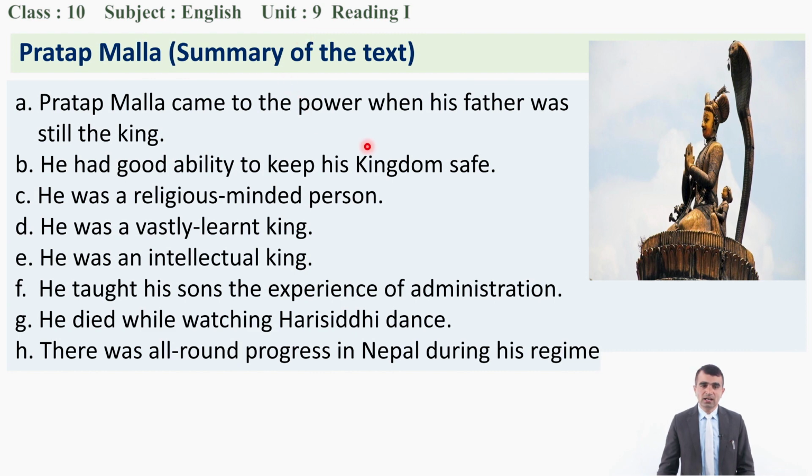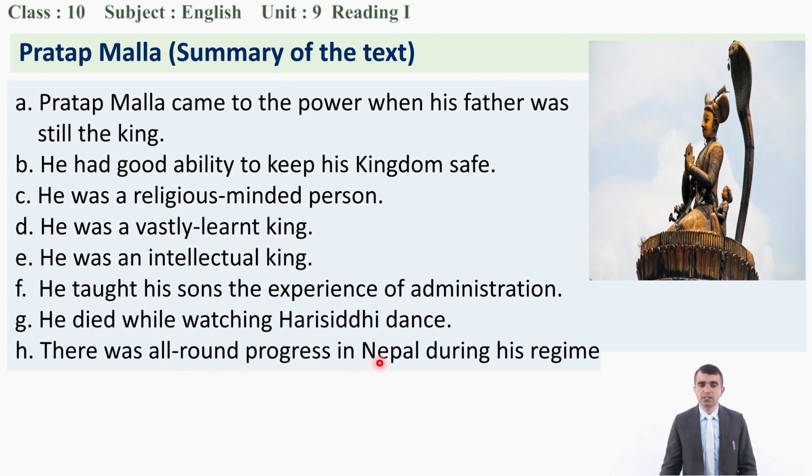Now, there are altogether 8 paragraphs in the reading, and each paragraph I have summarized here. Pratap Malla came to the power when his father was still the king. He had good ability to keep his kingdom safe. He was a religious minded person. He was a vastly learned king. He was an intellectual king. He taught his sons the experience of administration. He died while watching Harisiddhi dance.